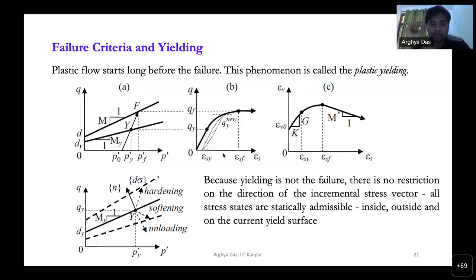But please remember, whether it is hardening or softening, as long as you are on the yield surface, you cannot cross it. You have to stick to the yield surface. The yield surface rather shrinks or expands, keeping the stress condition at that position. We can lift the yield surface only during the unloading scenario. So this is the feature we have shown here. This is, say, the Mohr-Coulomb or Drucker-Prager type of failure criterion in q-p space.